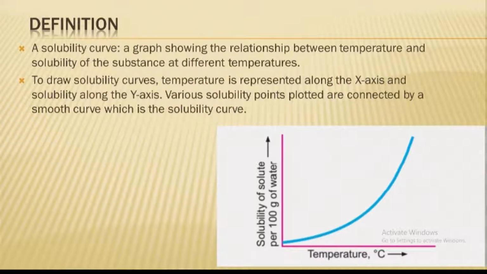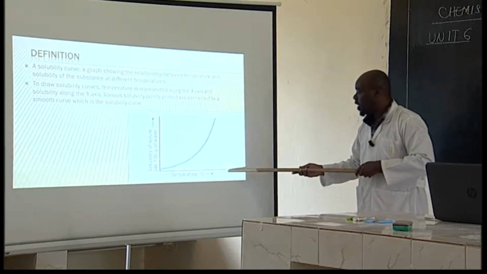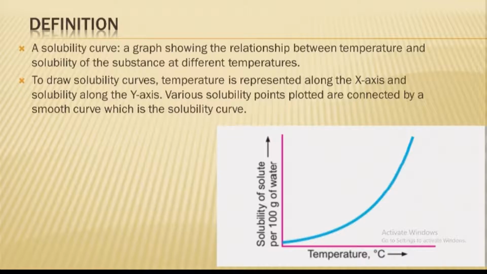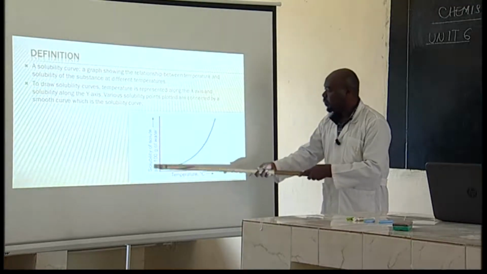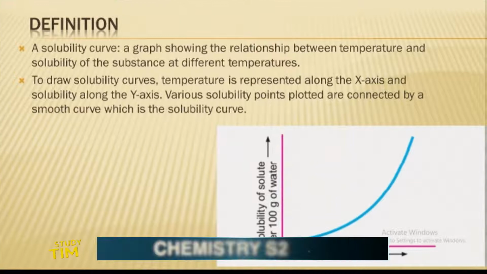How do we proceed when we are drawing a solubility curve? To draw a solubility curve, temperature is represented along the x-axis. This is the x-axis on our graph, so we put temperature here. And the solubility will be put along the y-axis. This is the y-axis, from 0 upward to higher values.